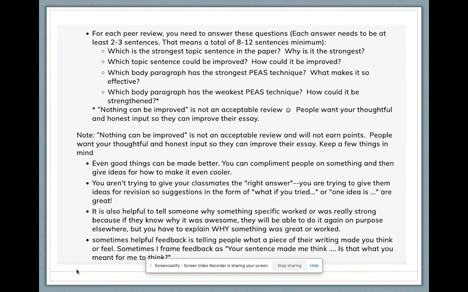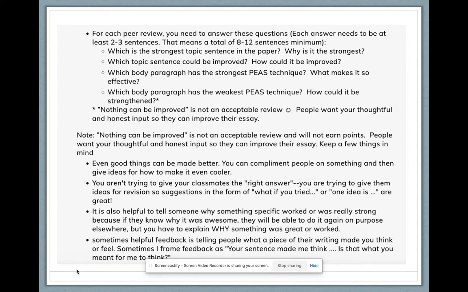So, even if it's something that's amazing, the best thing you've ever written, you can still, on a scale, right, you can still say which is strongest and which is weakest. You can tell somebody what is working specifically for you and why it's great. This is all very, very helpful feedback.